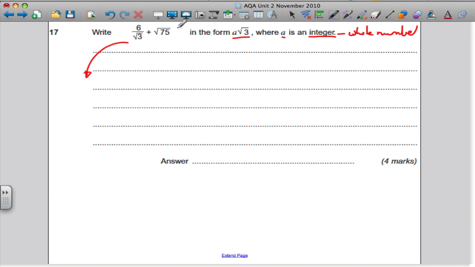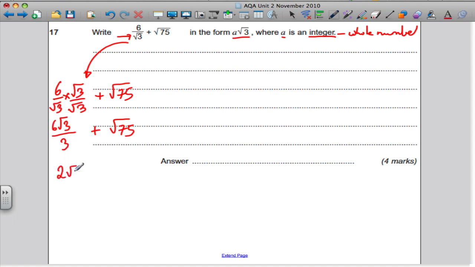This whole expression over here, the problem I don't like with it, a mathematician does not like a surd on the denominator of a fraction. So the 6 over root 3, I would find an equivalent fraction where the root 3 is not on the bottom by multiplying top and bottom by root 3, and I still have my plus the square root of 75. On the bottom, root 3 times root 3 is 3. 6 times root 3 is 6 root 3, and you've still got your plus root 75. 6 root 3 divided by 3, or 6 divided by 3 is 2, so you've got 2 root 3 plus the square root of 75.